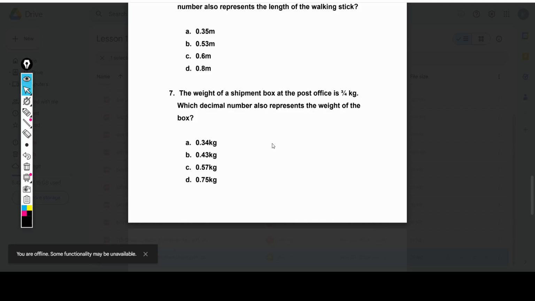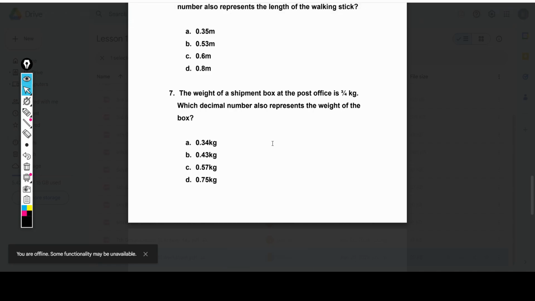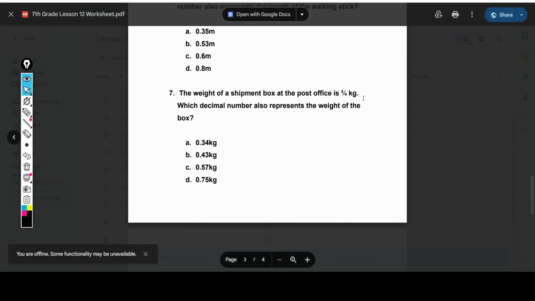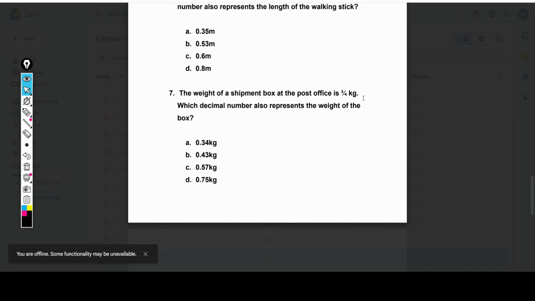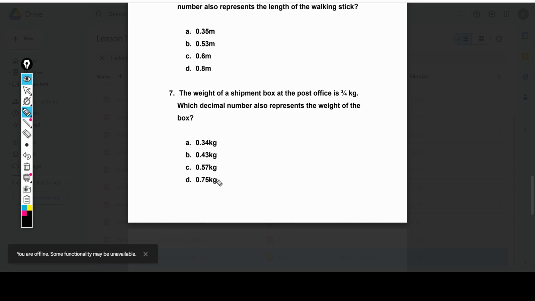The weight of a shipment box at the post office is 3/4 of a kilogram. And which decimal number also represents the weight of this box? Well, we want to find what 3/4 is as a decimal number. So if you don't know it's 0.75, you can just do like what I said before and divide. And then you'll notice that it fits into 30 seven times, and that's minus 28, so you're left with 20, and that fits 5 times. So you end up with 0.75, just like I said it was before. So that works out nicely.